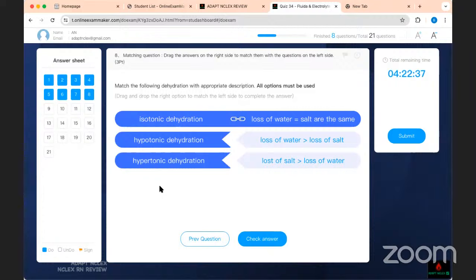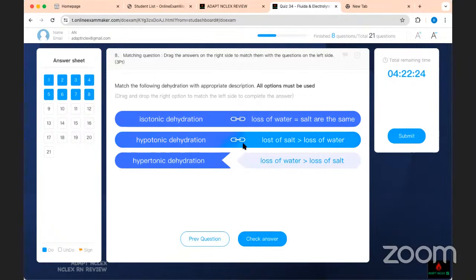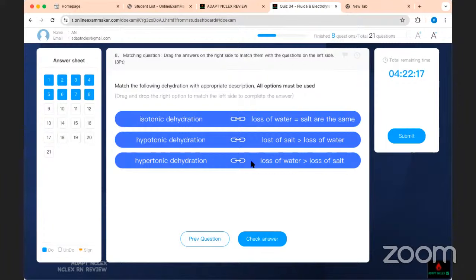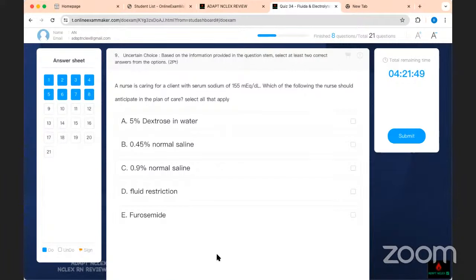Hypotonic, that means what is left? You have to lose a lot of salt so that your blood will have more water. So whatever is left is hypotonic. You have to lose salt more than water. And hypertonic, I have to lose too much water rather than salt. And that's what it's going to be.